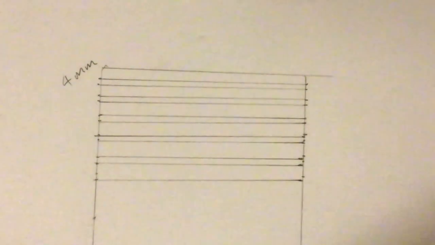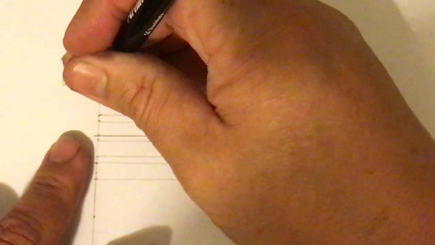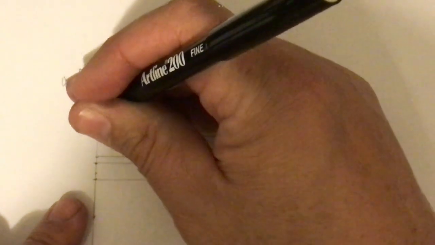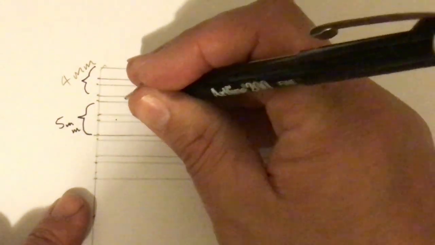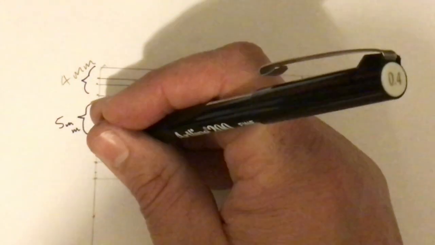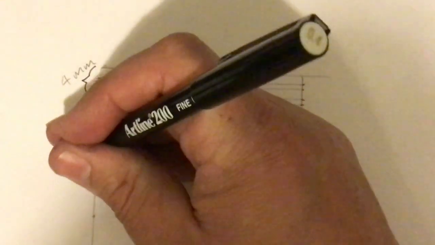All right. So this is 4 mils. These two lines here are 4 mils. These two spaces here are 5 mils, 5 millimeters. And the gap here is always 2 millimeters, okay? And these two gaps here, these two spaces here, are 6 millimeters.